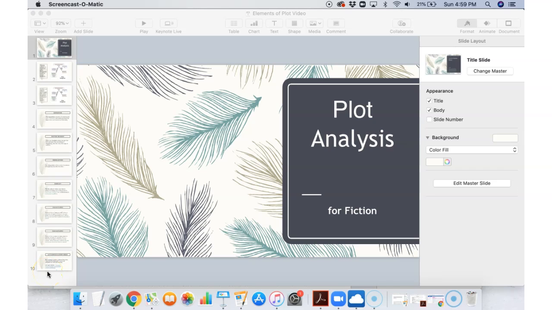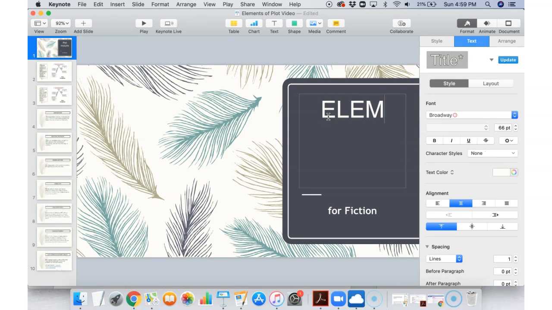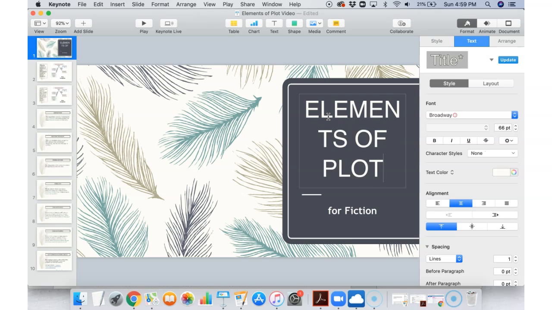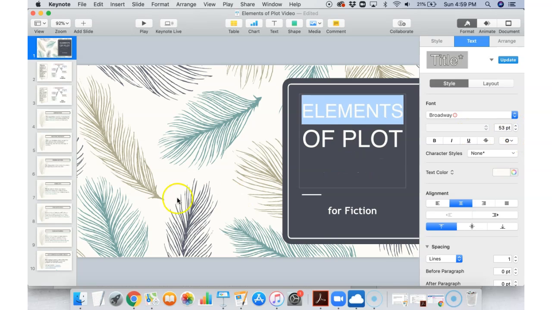Okay, we're going to take a look at plot analysis, also known as elements of plot. In fact, I'm going to go ahead and just change this, because really it's elements of plot. Okay, you get to edit with me. All right, so elements of plot, there we go.